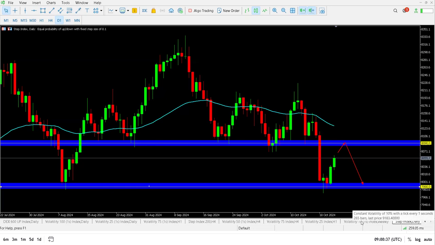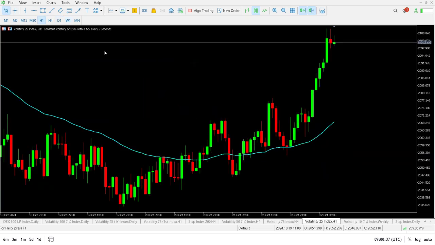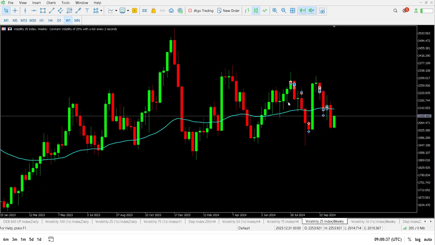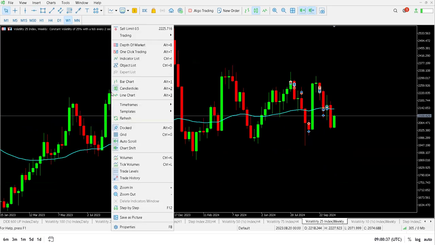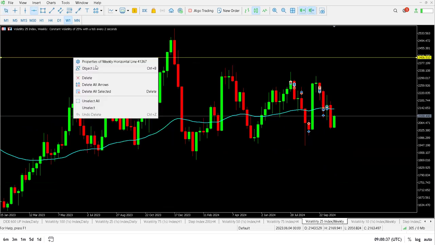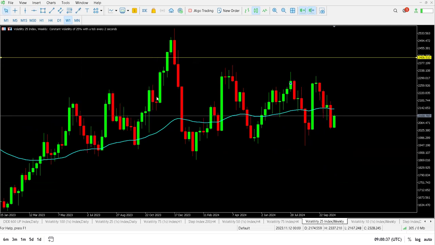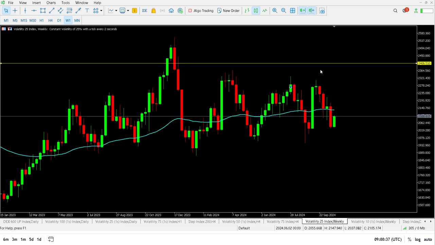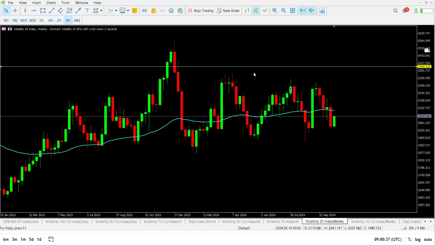And then the next on my list would be volatility 25 index, starting out with the weekly time frame once again. So yeah, 25 index clearly on the weekly time frame is in a bearish market structure.